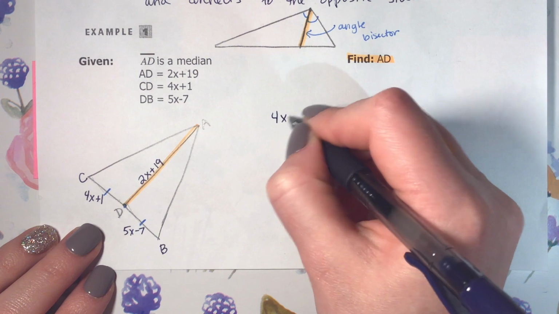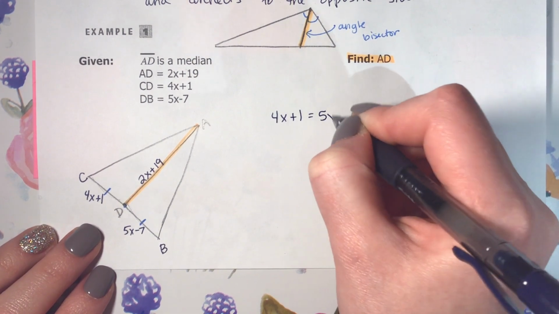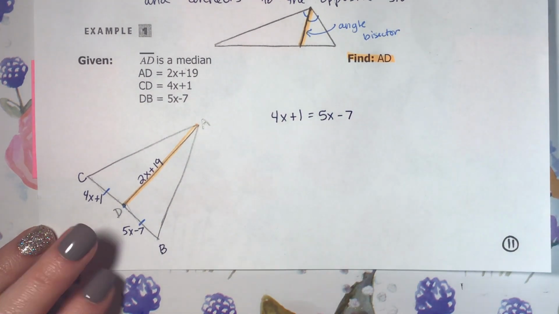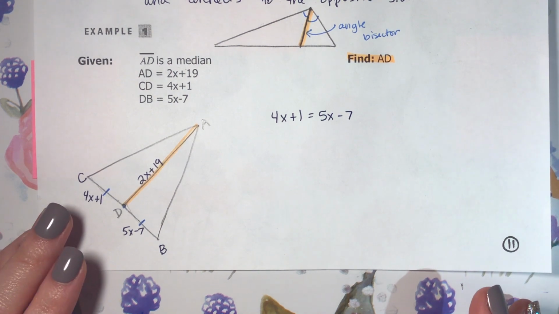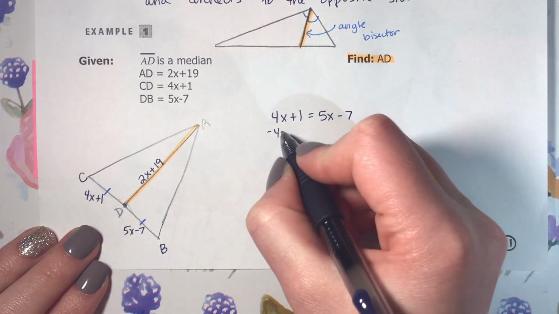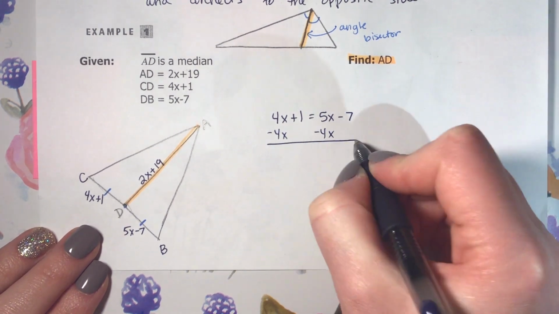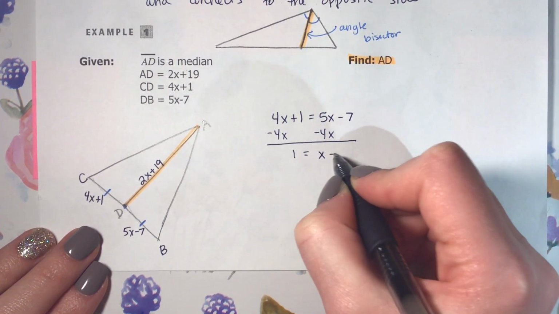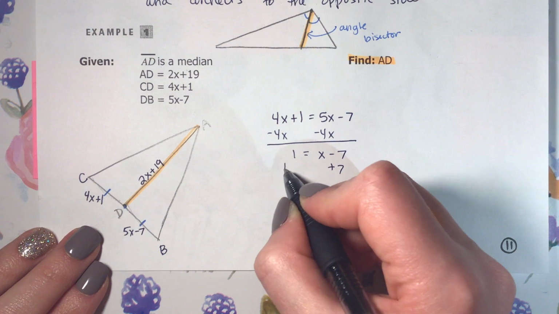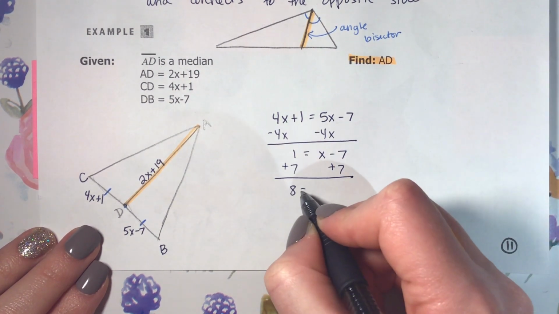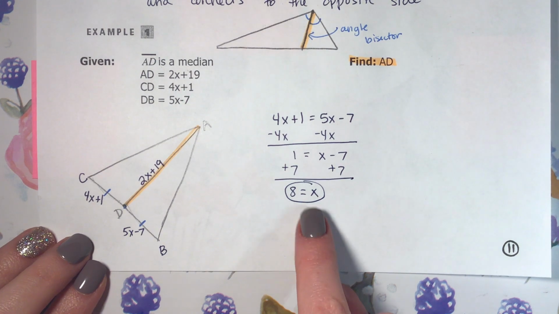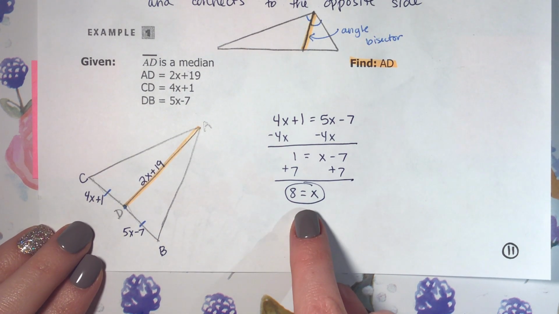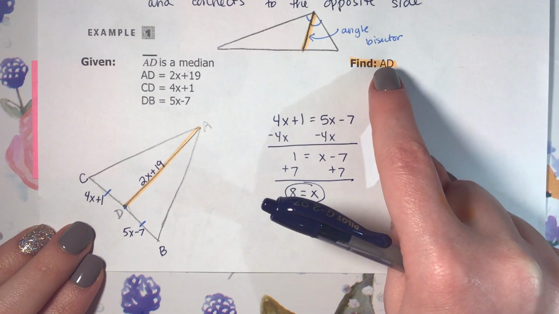So I'm going to say 4x plus 1 is equal to 5x minus 7. Now I'm able to get somewhere. Once you get an equation written down, you're in pretty good shape. So I'm going to subtract 4x from both sides. That gets me 1 is equal to x minus 7. Then I'm going to add 7 to both sides, and I get 8 is equal to x. Okay, this is just a middle step. I'm not looking for x. I need to find AD.